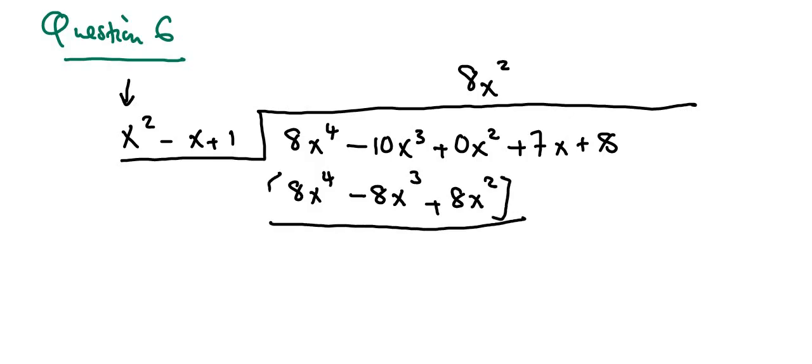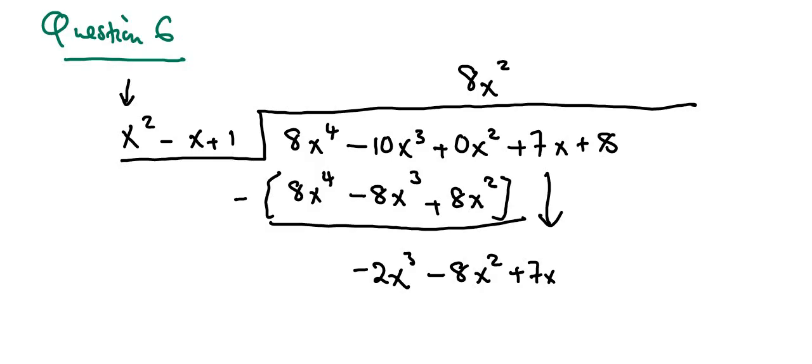Now we find the difference here. So minus, this will go, then this will give us negative 2x cubed. Then this will be negative 8 squared. Because there are only 2 terms here, we need 3 terms at each stage. So we bring the 7x down. That's what we do.